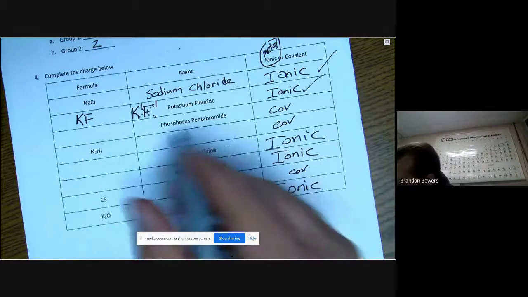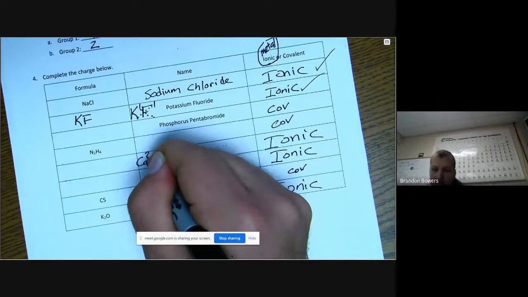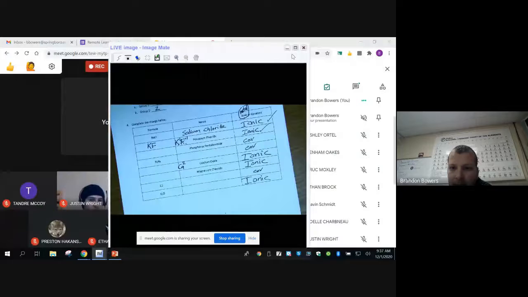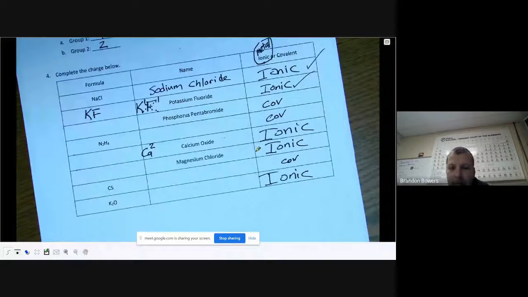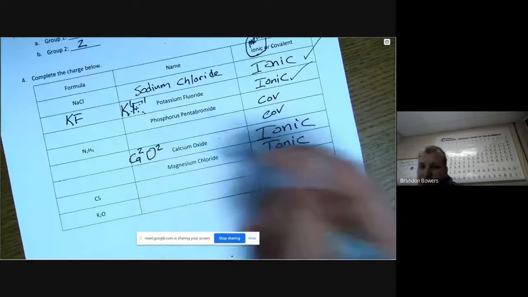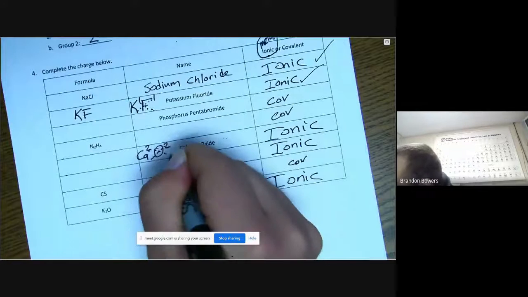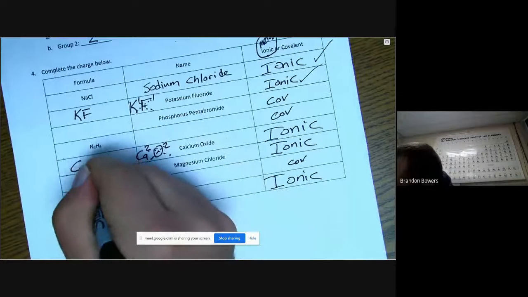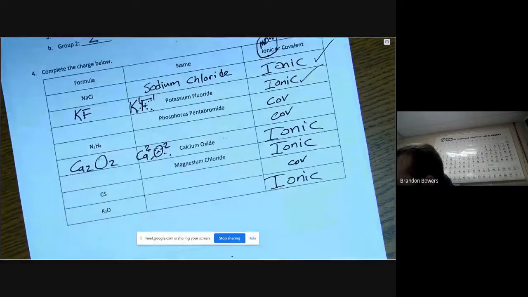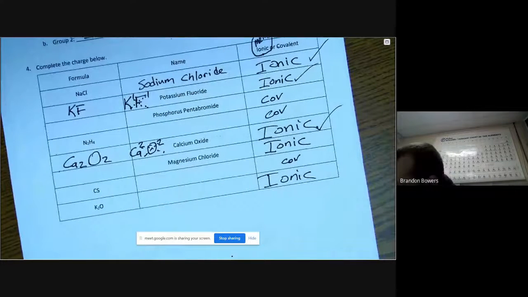Calcium oxide. Calcium, column 2, has a 2 charge. Oh, my computer froze. There we go. Calcium. And then oxide. Oxide has a 2 charge as well. So when you crisscross, it'll be Ca2O2. Ionic done.